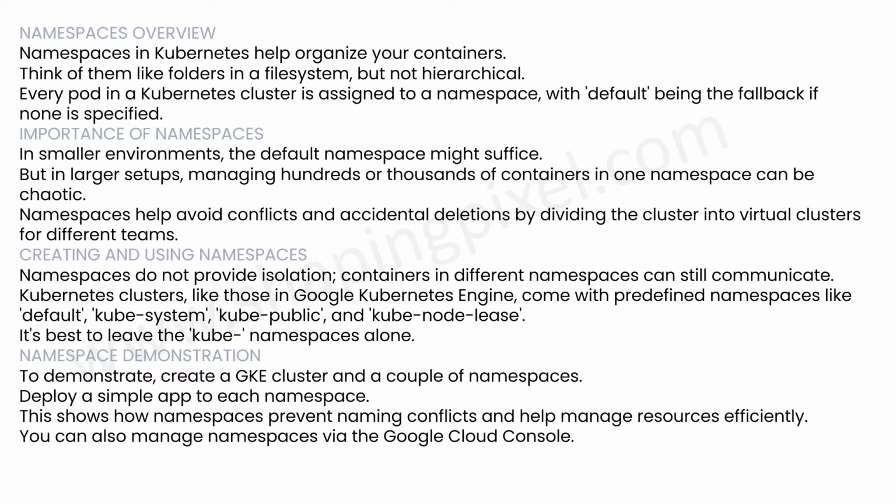To demonstrate, create a GKE cluster and a couple of namespaces. Deploy a simple app to each namespace. This shows how namespaces prevent naming conflicts and help manage resources efficiently. You can also manage namespaces via the Google Cloud Console. Namespaces are essential for organizing and managing microservices on Kubernetes, especially in large environments.